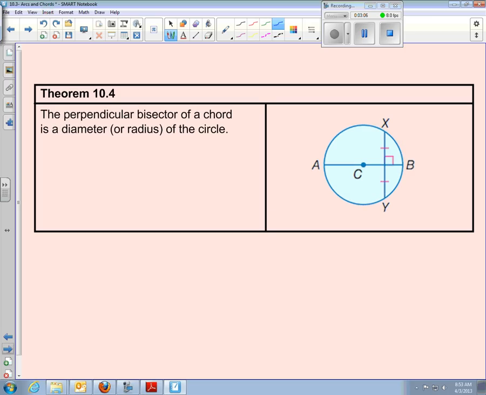All right, so on the back side of the note, we can go the other way. If it's a perpendicular bisector, so 90-degree angles, and it splits those into two congruent pieces, then it's a diameter or a radius of the circle.